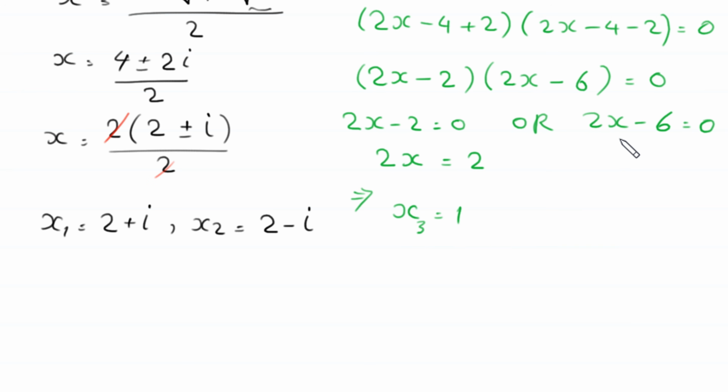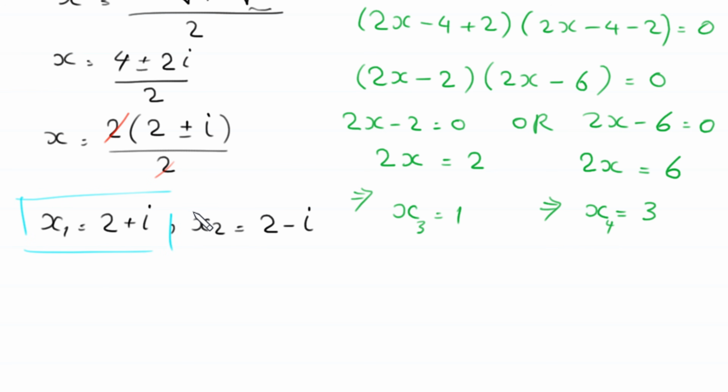From this equation we move this negative 6 to the right hand side, then this will become 2x is equal to 6. And if we divide both sides by 2, this implies that x is equal to 3. This is the fourth solution. This is the fourth value of x. So we have four solutions of this equation.